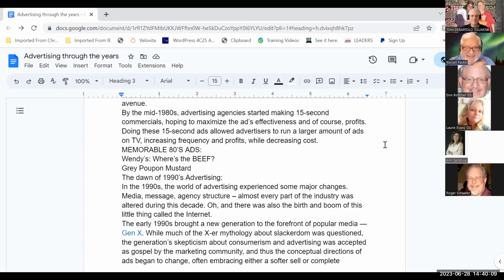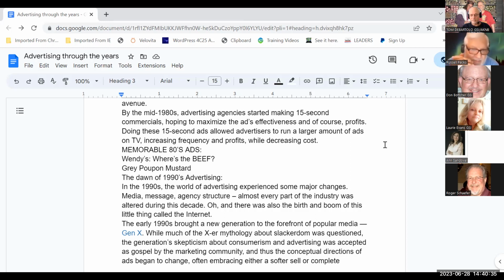By the 1980s, advertising agencies started making 15-second commercials, hoping to maximize the ad's effectiveness and, of course, profits. Doing these 15-second ads allowed advertisers to run a larger amount of ads on TV, increasing their frequency and profits while decreasing costs. Some of you may or may not remember these from the 80s.